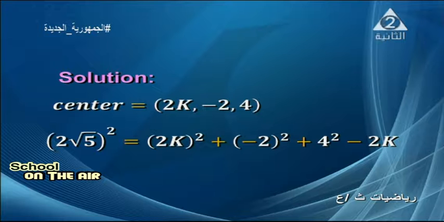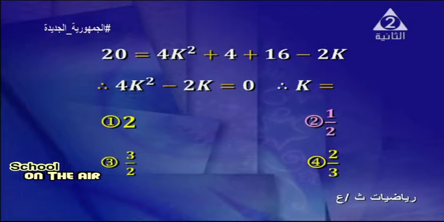Then the left hand side equals what? Therefore, my dear student, the left hand side becomes 20 equals 4k square plus 4 plus 16 minus 2k. Then 4k power 2 minus 2k must be equal to 0. Then k may be equal to 0, but this is wrong, or k equals 1 over 2. Then the correct answer is 1 over 2.